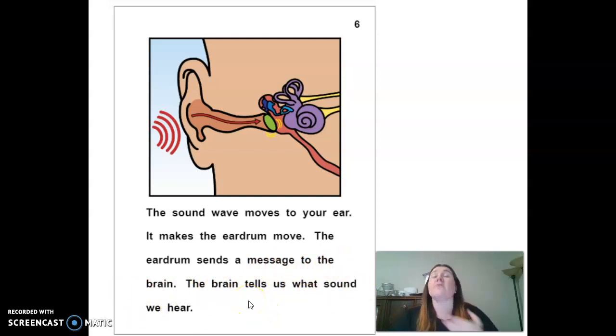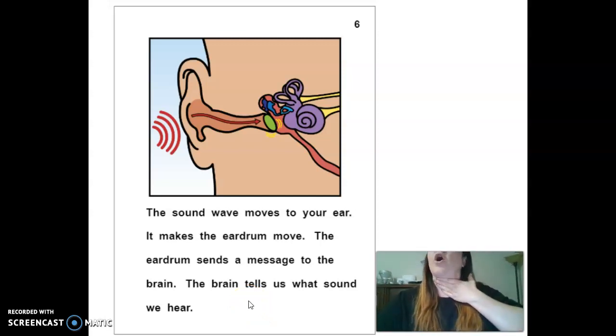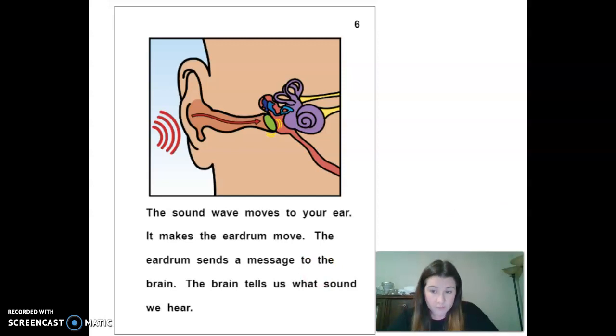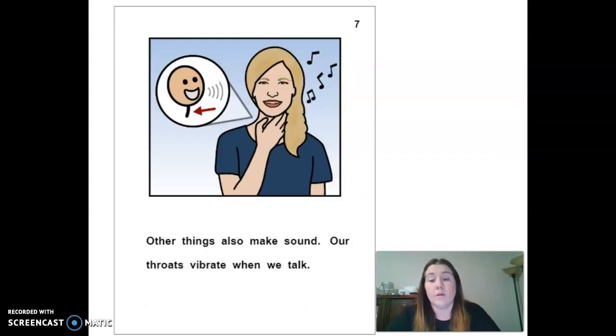A way you can hear the vibrations is if you put your hand on your neck and talk, you can feel the vibrations that your voice makes to create sound. Other things also make sound. Our throat vibrates when we talk. I just talked about this.